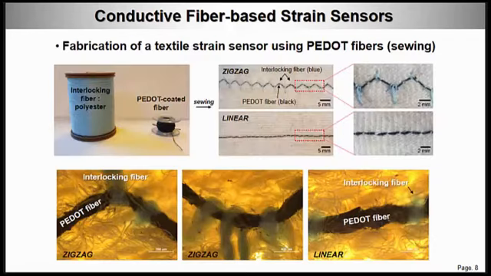We adapted a sewing machine for fabricating the strain sensors, and generally 2 fibers are needed for sewing. So we used the PEDOT coated fiber as the sensing fiber and the bare polyester fiber as the interlocking fiber. As shown in these pictures, the interlocking fibers fix the PEDOT coated fiber and keep the patterns. To fabricate strain sensors having high gauge factors, 2 types of strain sensors were sewn on the fabric.